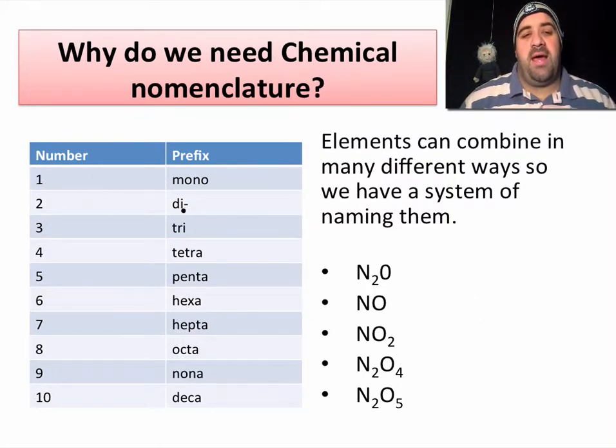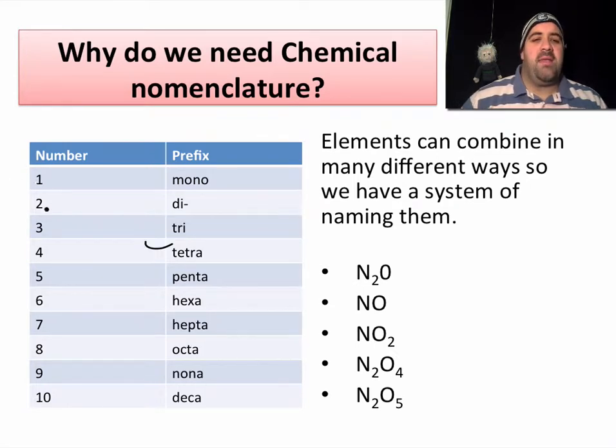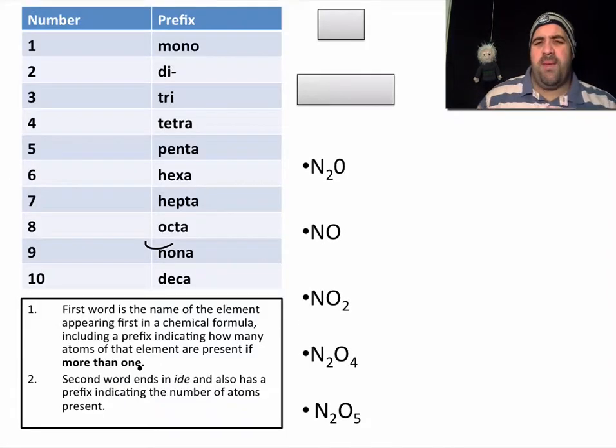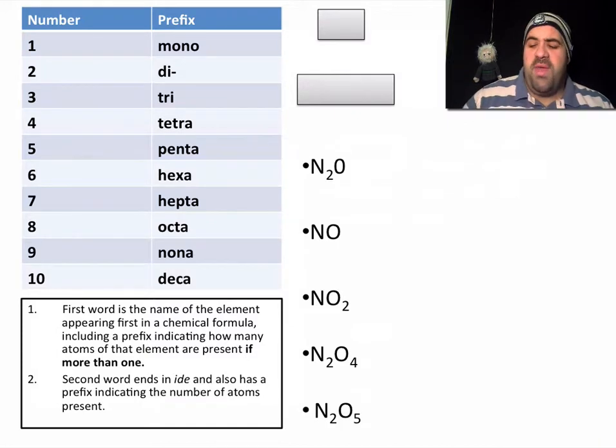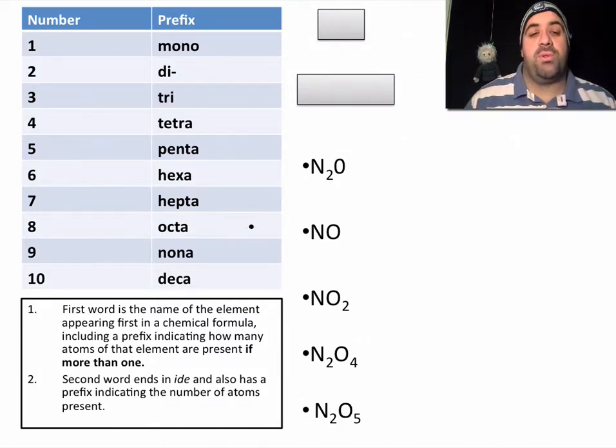Mono is 1, di is 2, tri like triangle is 3, tetra, penta like pentagon, hexagon, heptagon, octagon, nonagon, decagon. These are just prefixes that mean the number that you see over here, and we're going to use them. We have some rules here, and we're going to name all 5 of these using these prefixes and these rules.